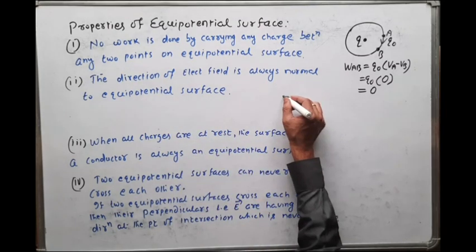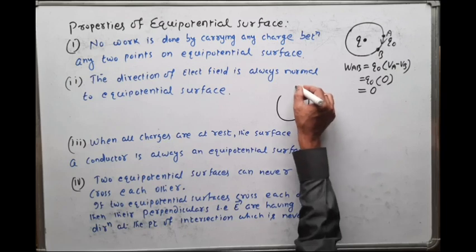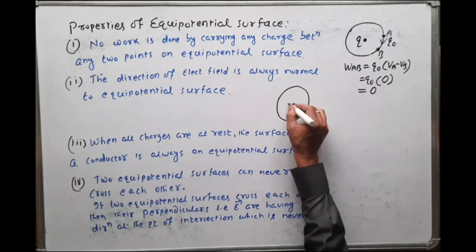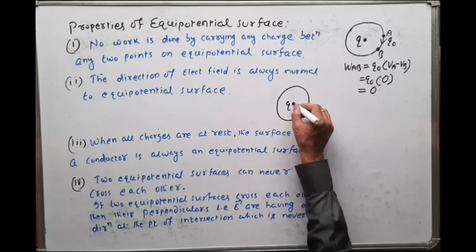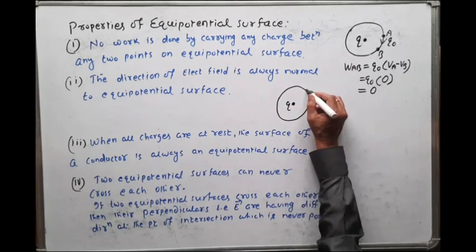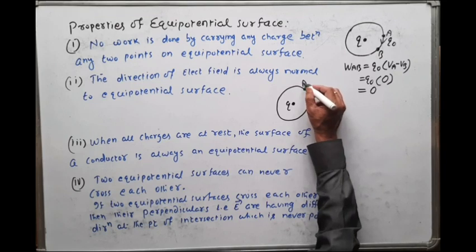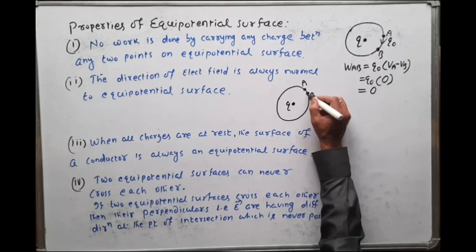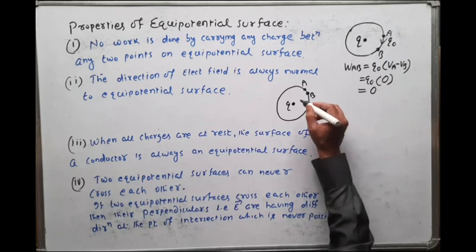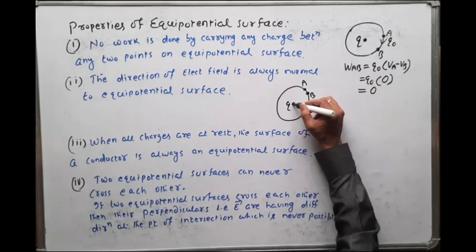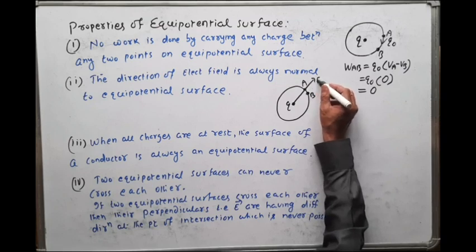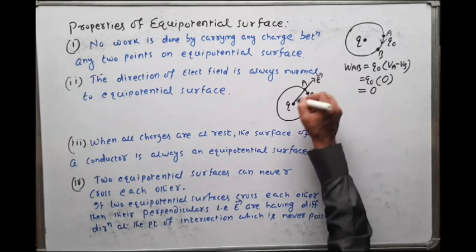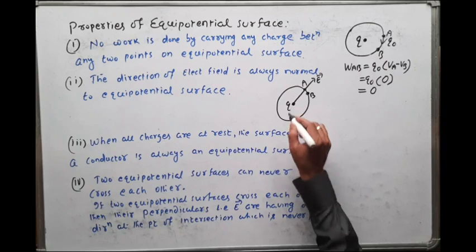Now see, suppose this is the equipotential surface, a spherical surface. This is the charge at the center. Now I am taking two points, A and B. They are very close to each other. Okay. So now what is the direction of the electric field? This is the direction of the electric field. Electric field is always in the radially outward direction if the charge is positive.